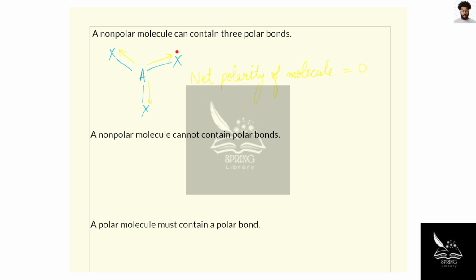So if we talk about this AX3 as a whole molecule, it will be non-polar because the net polarity of the molecule is 0. Therefore, we can mention this as a correct statement. So this is the answer for the first part of the question.